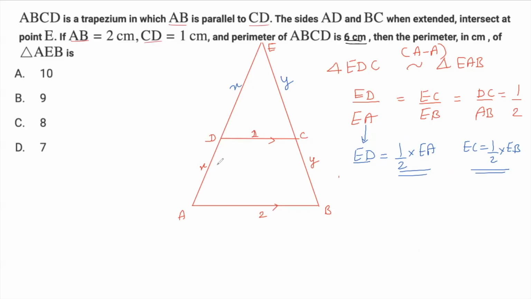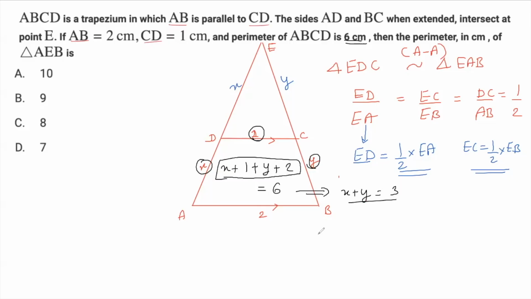By geometry, this perimeter will be X plus 1 plus Y plus 2. This perimeter of the trapezium, X plus 1 plus Y plus 2, has been given to us as 6. So X plus Y plus 1 plus 2, which is 3, will be 6. Thereby, I'm going to get X plus Y is equal to 3. And now we are just one step away from getting our actual answer.